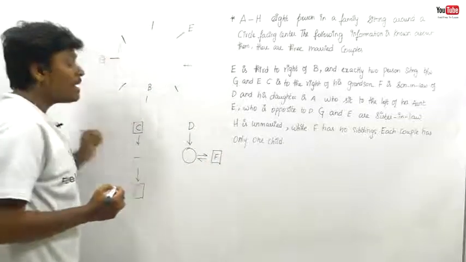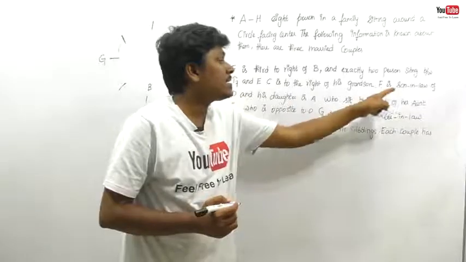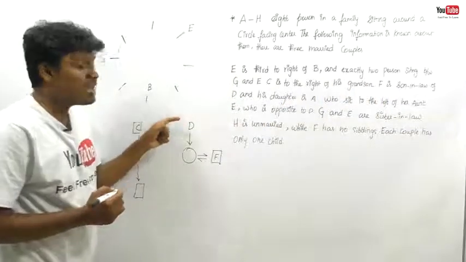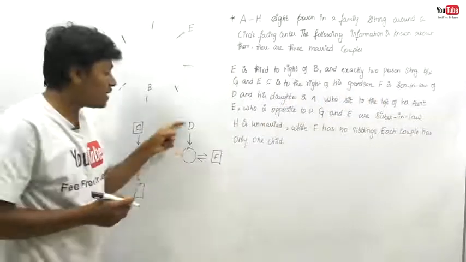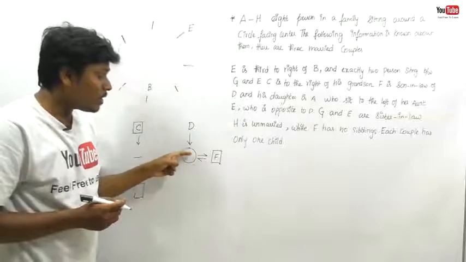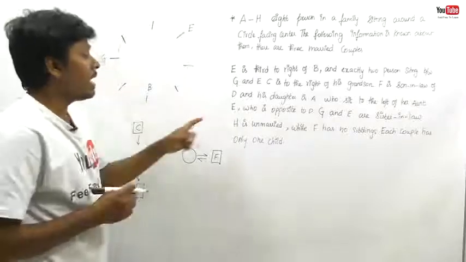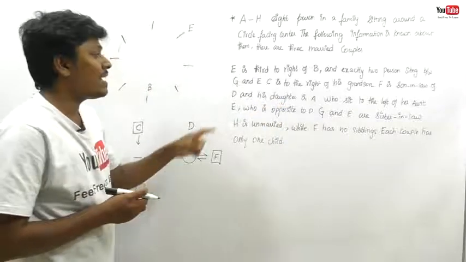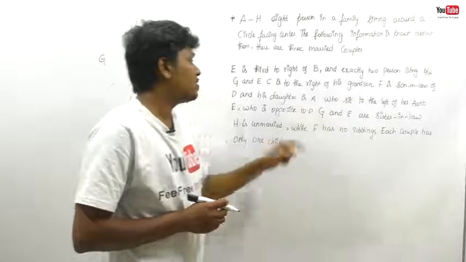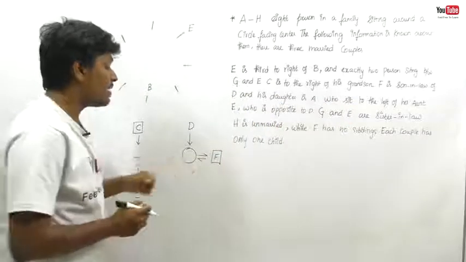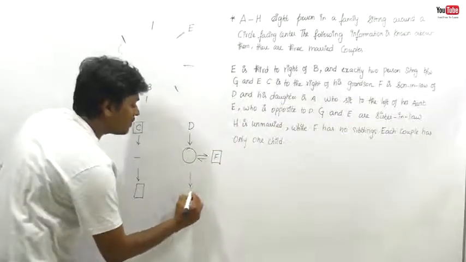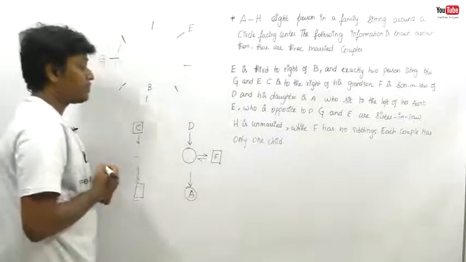Friends, got it? Why? Because see here, F is the son-in-law of D. So if D is calling F son-in-law, D should have a daughter. Only the daughter's husband is the one D can call son-in-law, right? And his daughter is A, where A represents F's daughter. So F has a daughter, which is A, right?